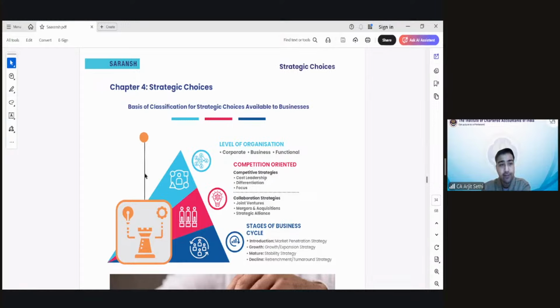Is this a joint venture or a strategic alliance? Okay. Saran says it's a joint venture. What about others? Kavisha says it's a joint venture. Okay, ji, very nice. It's a joint.